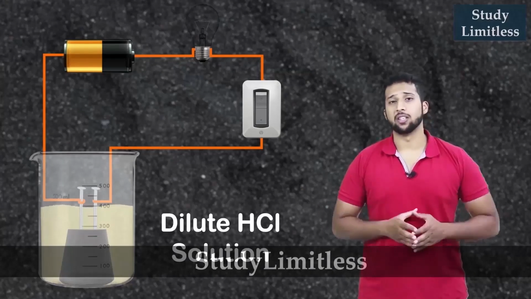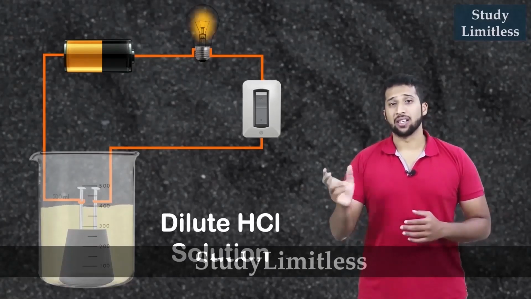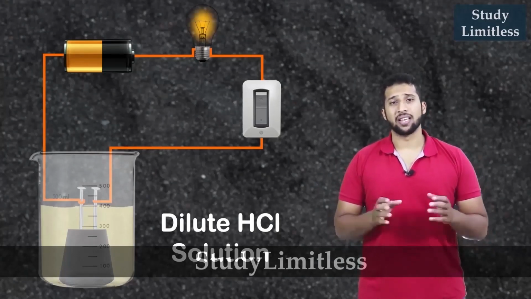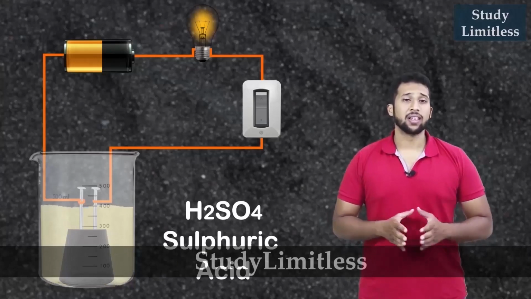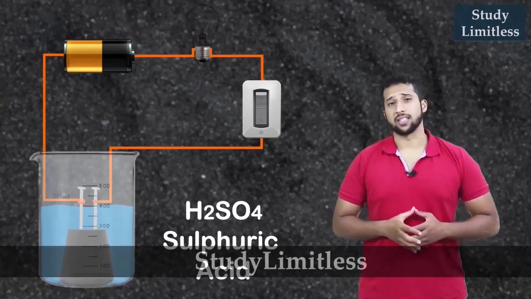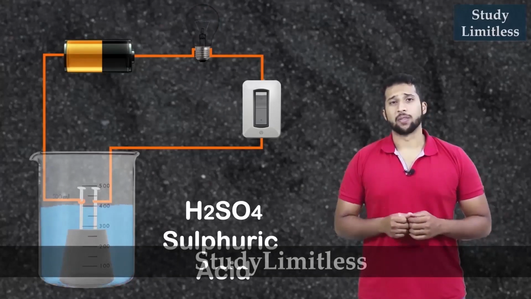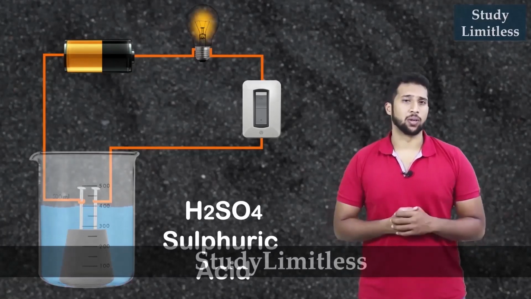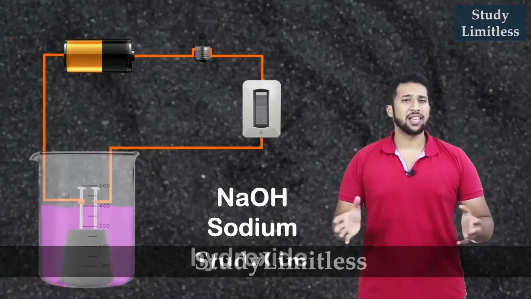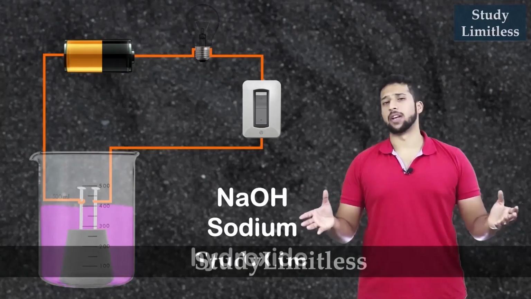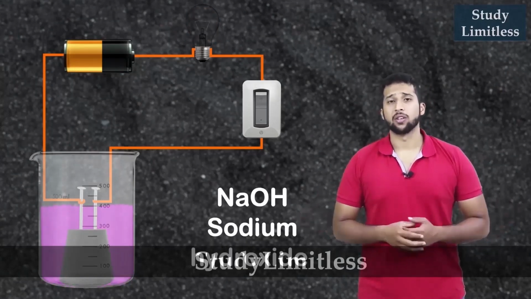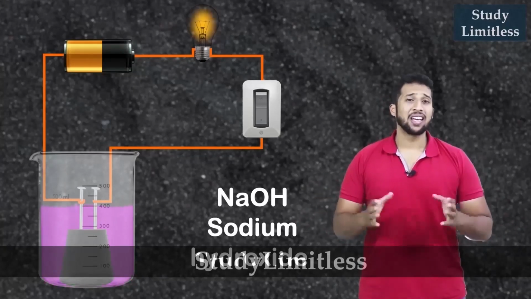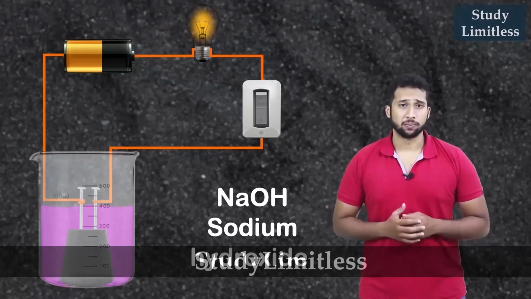When you have an HCl solution, you see that the light glows. Now let's replace the HCl solution with H2SO4, which is sulfuric acid. Even then, you would see that the contact is complete and you have the bulb glowing. Now let's take an alkali, let's say sodium hydroxide, and you turn the circuit on, after which you see that again you have the light glowing.